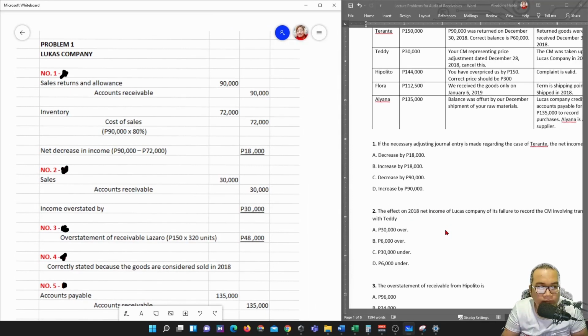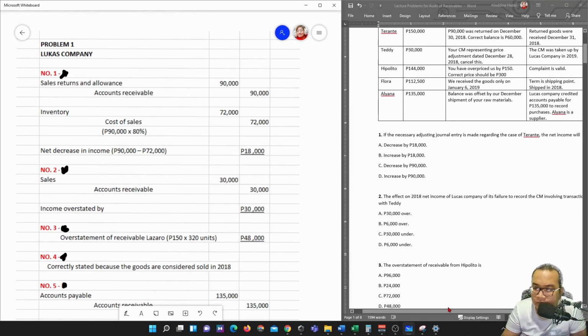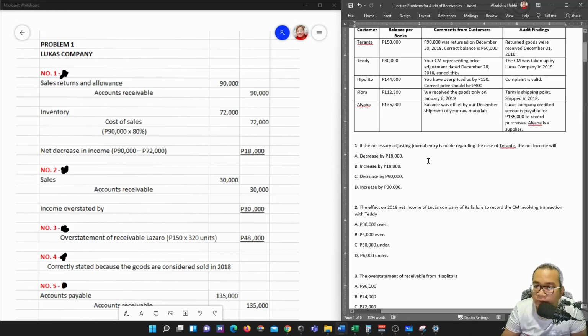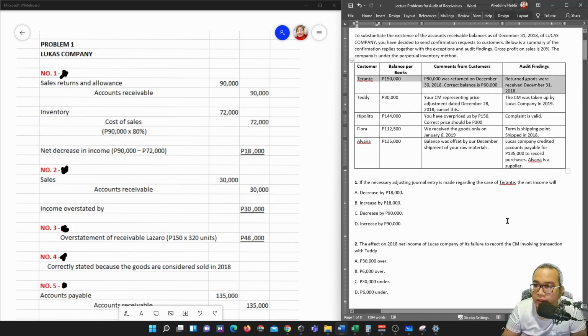So, with that, number 1: if the necessary adjusting journal entry is made regarding the case of Terante, the net income will be, madadagdagan ba, mababawasan, and by how much?